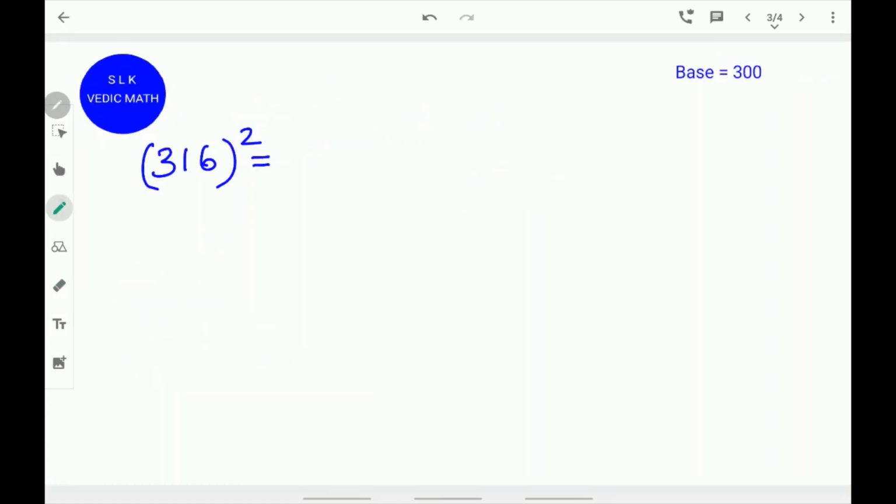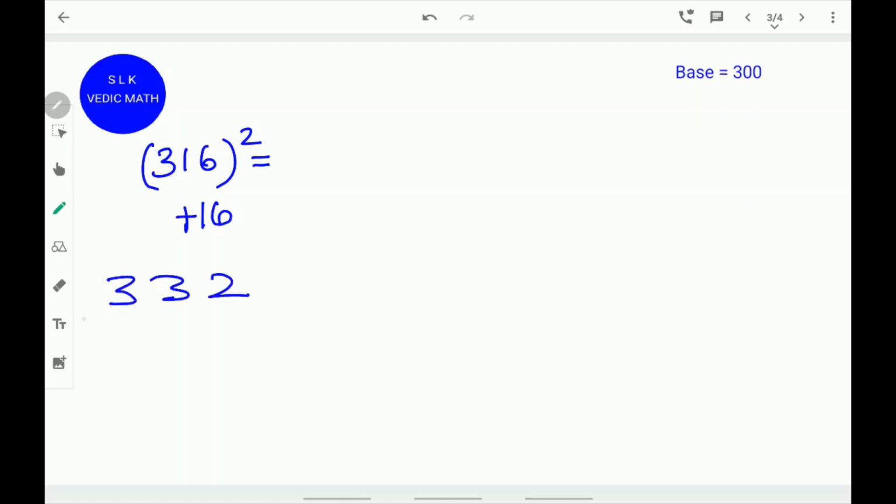Try one more example. 316 square. The base for 316 is 300, because 300 is close to 316. So find the difference between 316 and the base 300, which is 16. Write 16 as plus 16 to show that 316 is greater than the base 300. Next, add 316 plus the difference 16, which is 332.